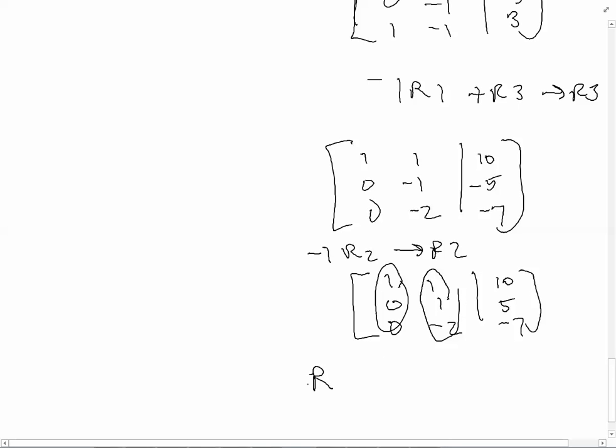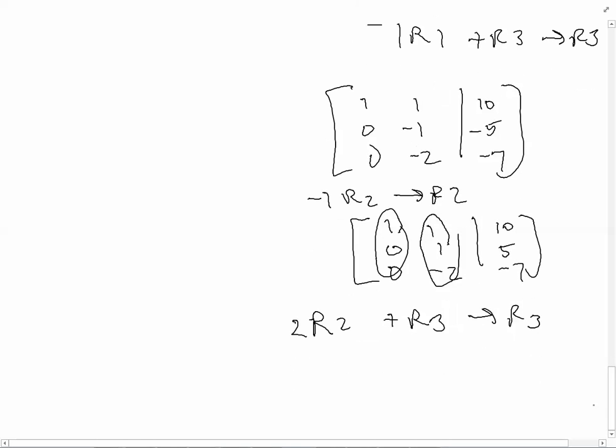So what I'm going to do is take 2 times row 2 and add it to row 3 and leave the result in row 3. And what that'll allow me to do is cancel out that coefficient. So 1, 1, 10, 0, 1, 5. 2 times 0 is 0 plus 0 is 0. 2 times 1 is 2 plus negative 2 is 0. 2 times 5 is 10 plus negative 7 is 3.